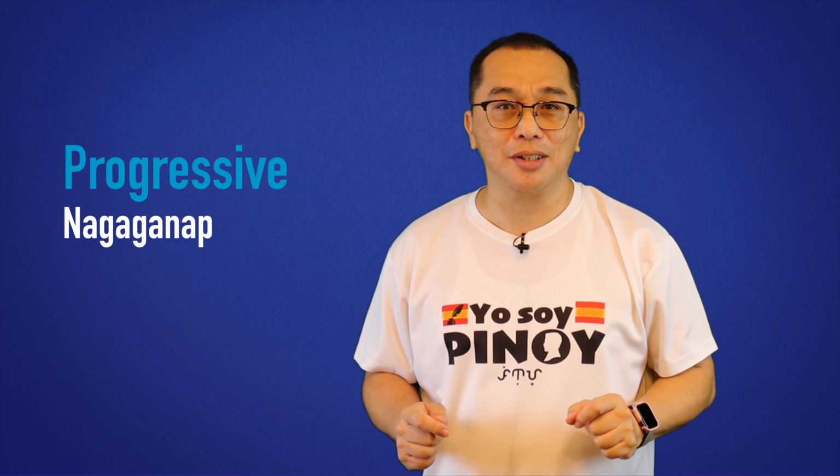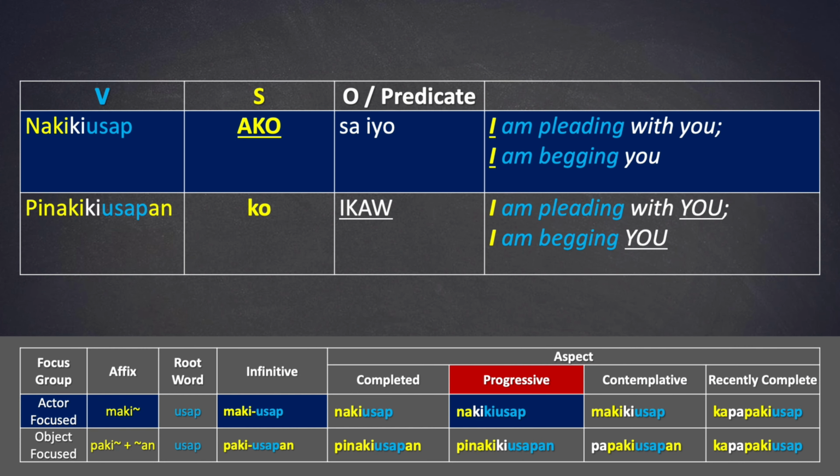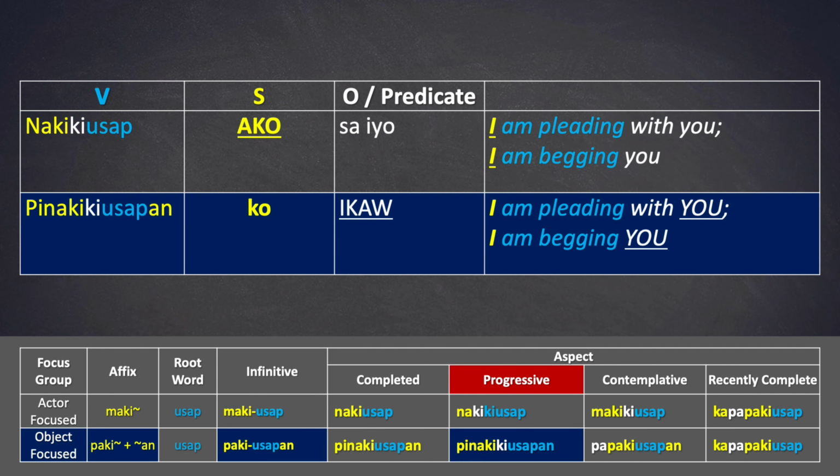Here are some examples. Nakikiusap ako sa iyo. I am pleading with you, or I am begging you. Because this is an actor-focused verb, the emphasis is on the subject ako, I, who is pleading or begging, and no one else. Pinakikiusapan ko ikaw. I am pleading with you, or I am begging you. As an object-focused verb, the emphasis is on the object of the sentence, ikaw, you, who is the receiver of the action.